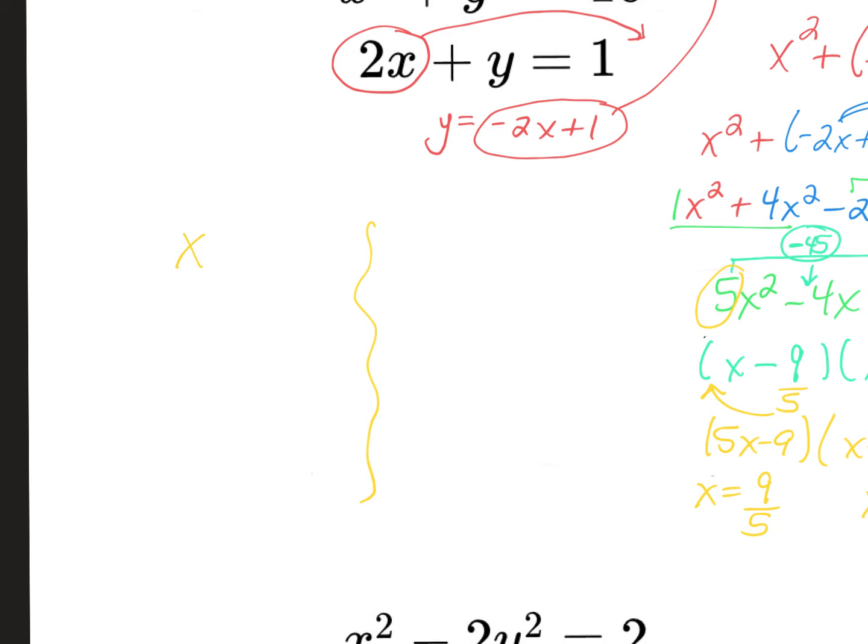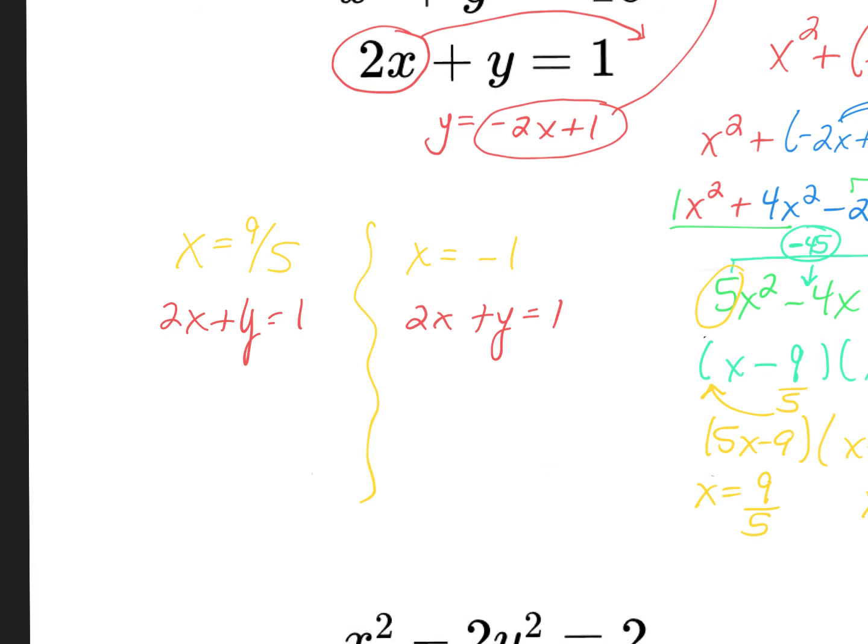I'm going to plug in 9/5, and I'm going to plug in negative 1 and see what my y values are. Now, which equation you use to substitute back in to find them is up to you. I always use the one that looks a little easier. So I'm going to use 2x plus y equals 1.